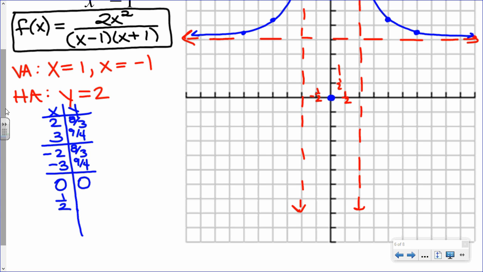Should be 1/2 over negative 3/4, right? And what is 1/2 divided by negative 3/4? Negative 2/3. Okay, when we plug in negative 1/2, we also get negative 2/3. So we have this happening. It's kind of interesting, isn't it?